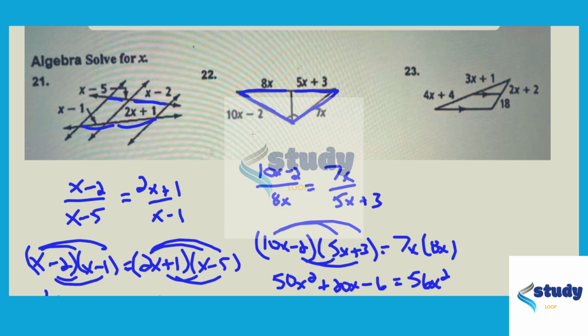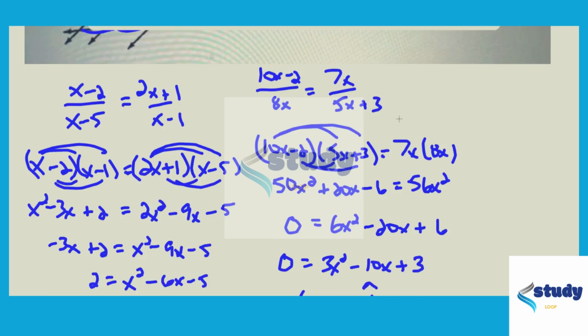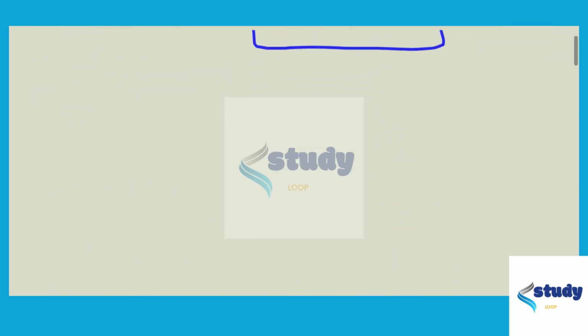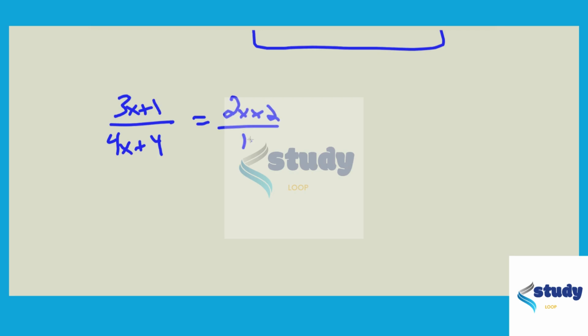Last one, it's the side splitting theorem again. You could say like 3x plus 1. I'm going to do this way down below. You could say 3x plus 1 to 4x plus 4 along the left-hand side, in proportion with, going along the right-hand side in the same direction, 2x plus 2 to 18.